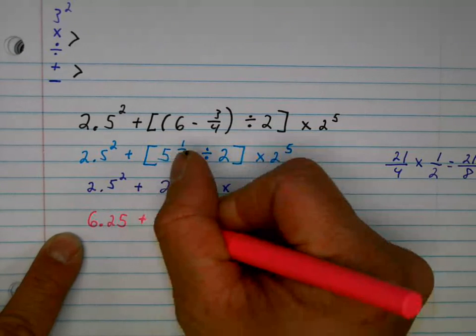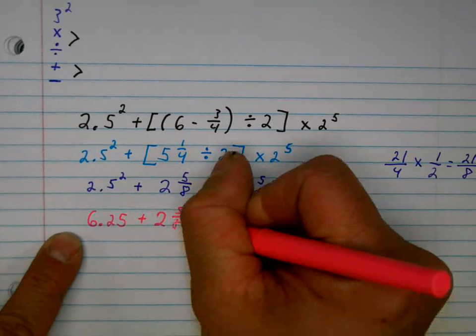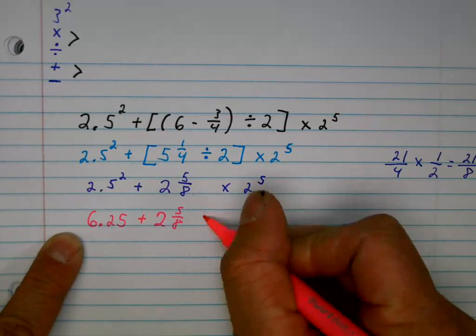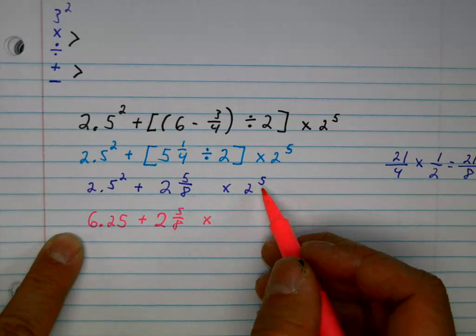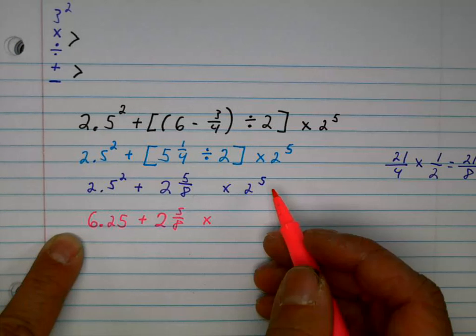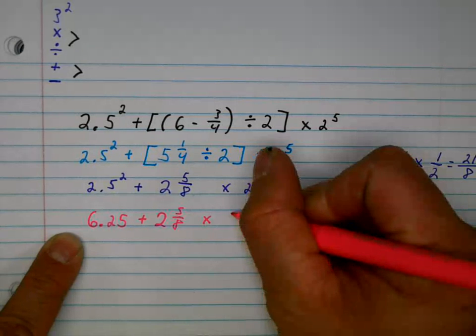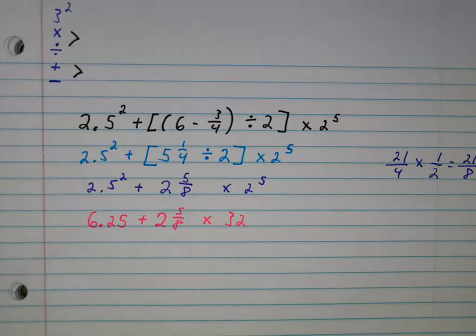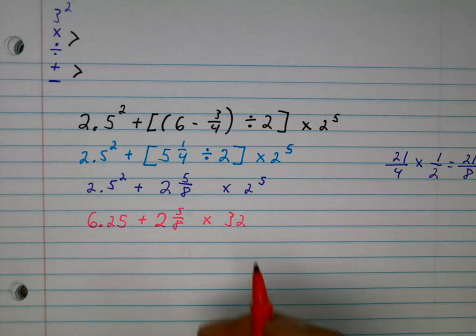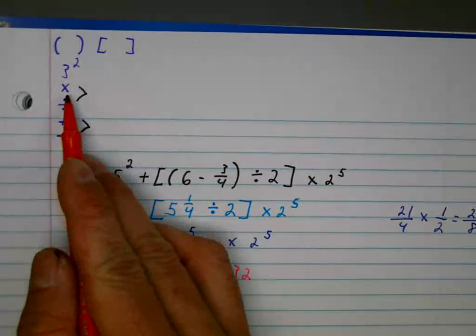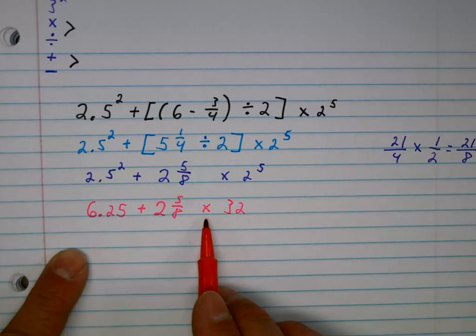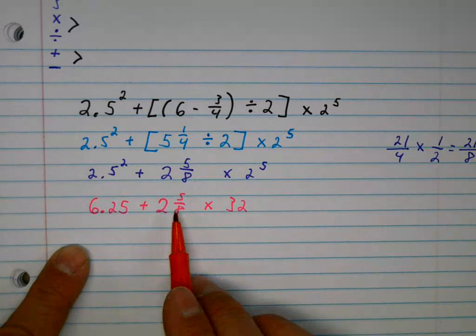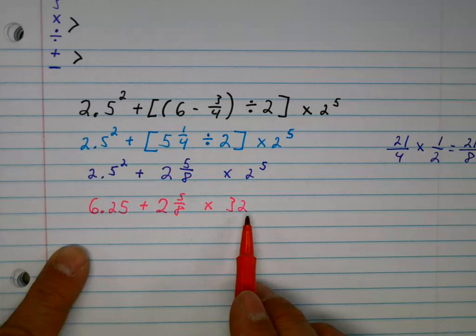I'll rewrite the rest of this, plus 2 5/8, and times, and I can solve this one because I'm in the exponent step, 2 to the 5th. So that means 2 times 2 times 2 times 2 times 2, which would be 32. All right, next I'm going to look up here. I just did my exponents. Now I do multiplication and division, whichever happens first. So here's addition, here's multiplication. So I'm going to go ahead and do 2 5/8 times 32.